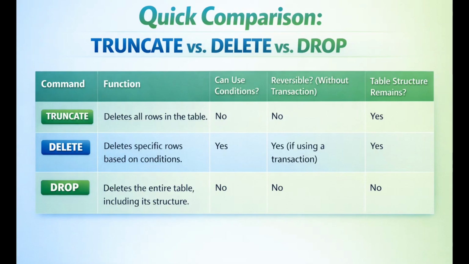Let's do a quick comparison of truncate, delete, and drop in SQL. Starting with truncate, it removes all rows from a table instantly. You cannot use conditions and it's not reversible. However, the table structure remains intact, making it ready for reuse. Next, delete. Delete allows you to remove specific rows using conditions like a where clause. It's more flexible and can be reversed if used within a transaction. And just like truncate, the table structure stays. Finally, drop.